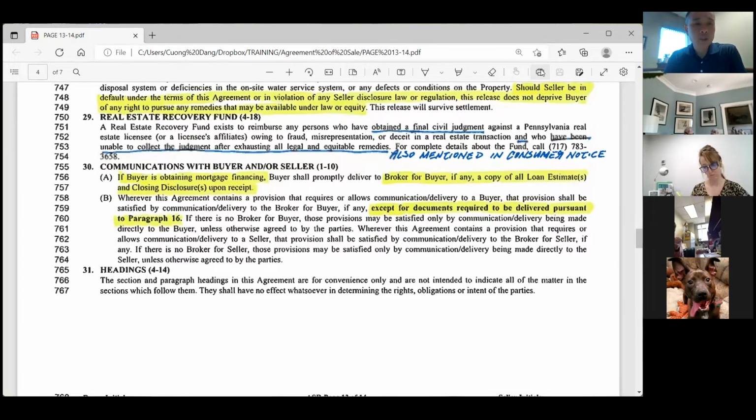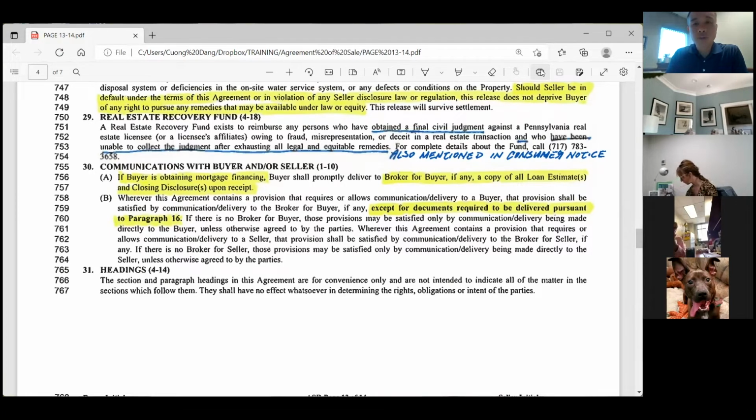B, wherever this agreement contains a provision that requires or allows communication delivery to a buyer, that provision shall be satisfied by communication delivery to the broker for the buyer, if any, except for documents required to be delivered pursuant to paragraph 16, and that is the condo docs, HOA docs. Okay. If there is no broker for buyer, those provisions may be satisfied only by communication delivery being made directly to the buyer unless otherwise agreed to by the parties.